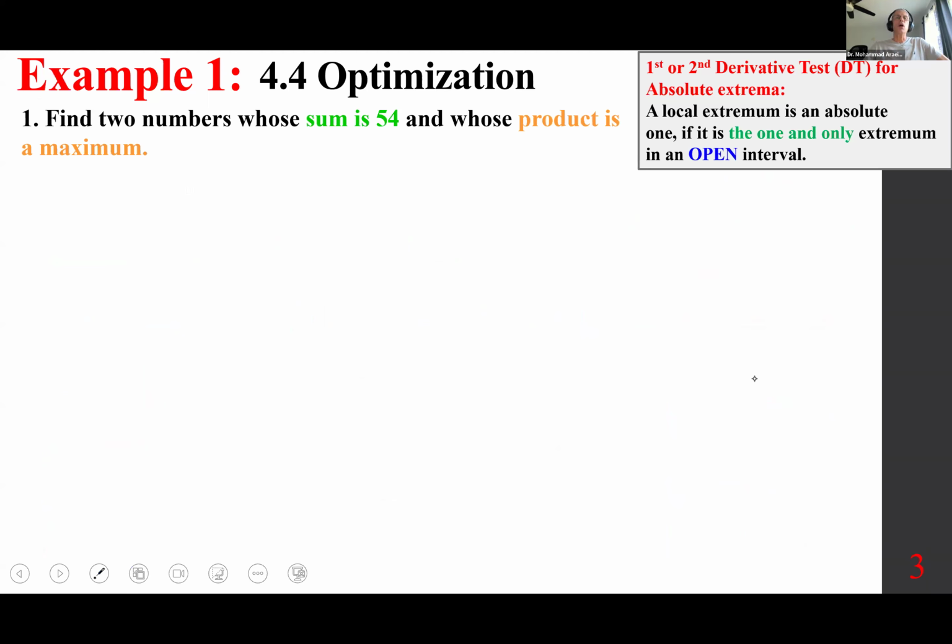And now the optimization problem. I'm going to look at a couple of examples and the concept, and then specifically we'll do some problems. Find two numbers whose sum is 54 and whose product is a maximum. First, you have to define the variables. Let the numbers be x and y. The objective is to maximize the product P equals x times y, and the constraint is that the sum x plus y must be 54. And you take it from there.